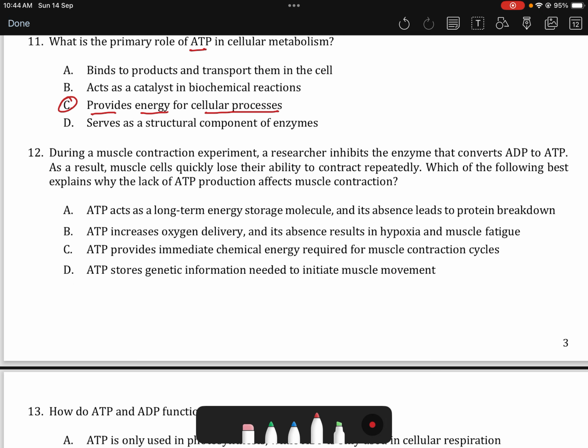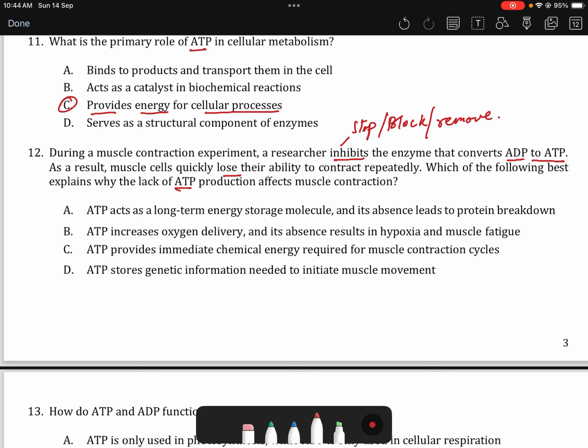During a muscle contraction experiment, a researcher inhibits the enzyme that converts ADP to ATP. Inhibit means something like stop, or block, or remove, whatever you want over here. As a result, muscle cells quickly lose their ability to contract because they need ATP, they need energy to contract. So in your body, if you don't have energy, it leads to cramps. Which of the following best explains why lack of ATP production affects muscle contraction?